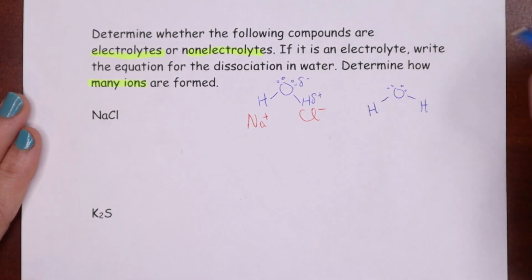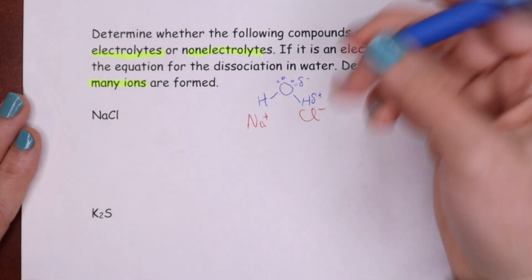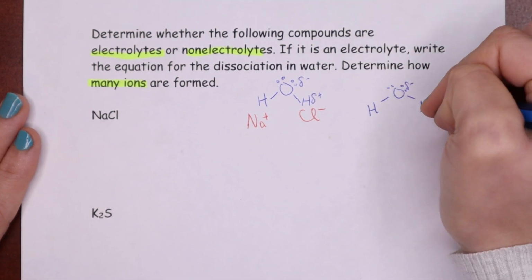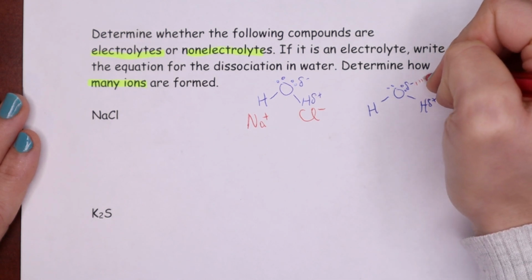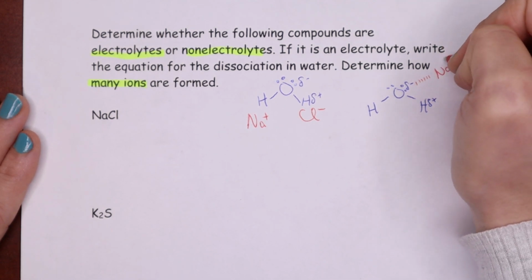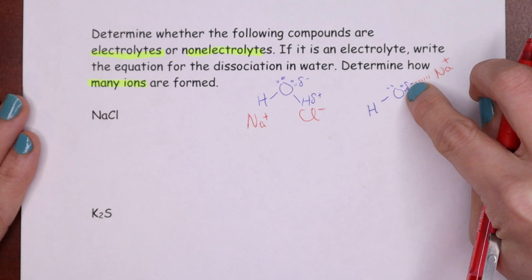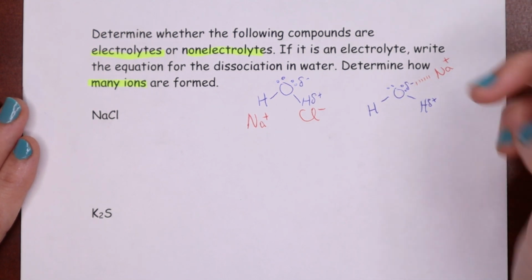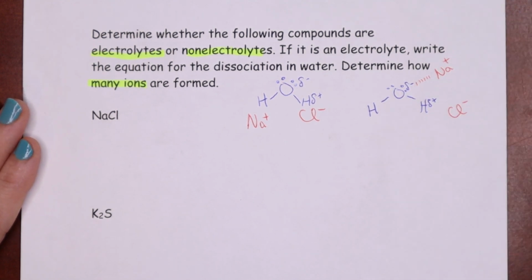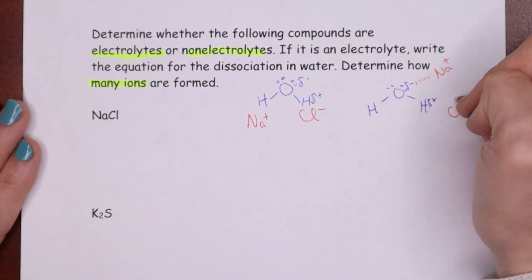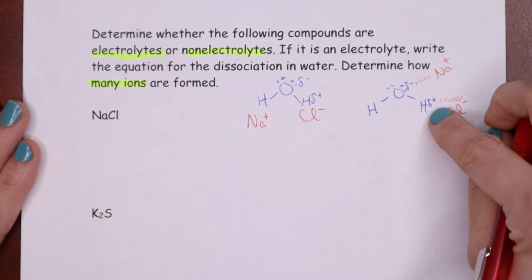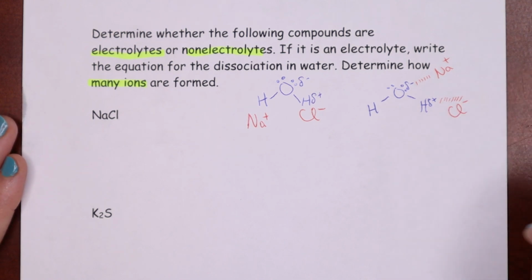So when we actually look at this molecule, the reason why it dissociates is because they interact. And we're going to have Na, because of its positive charge, interacting with the partially negative sign of oxygen. And we're going to have chlorine over here, negative charge, right? It's an anion, so it's going to be interacting with the positive charge of hydrogen.